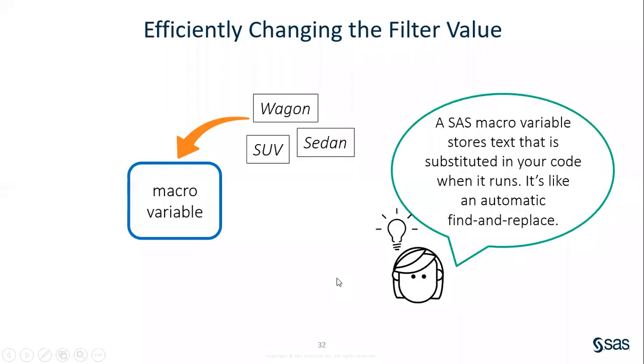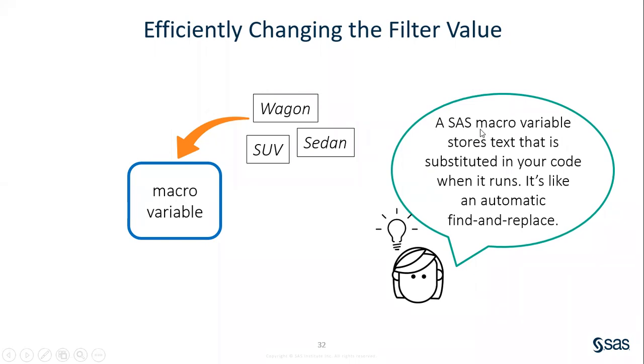it's telling how you can easily replace this value everywhere in the program. So you make use of a macro. It's telling you that you can create a macro variable where you just change the value of your macro variable once, and that can be done only once, with no need to write it every time in your program. So what is it? It's telling that a SAS macro variable stores text that is substituted in your code when it runs. It's like an automatic find and replace. Understood? Look at this.